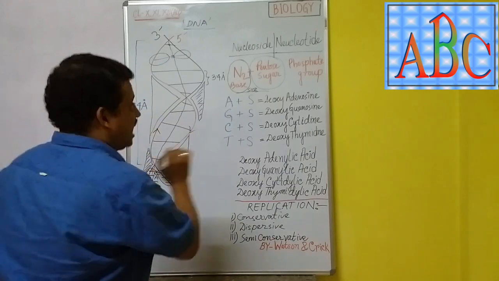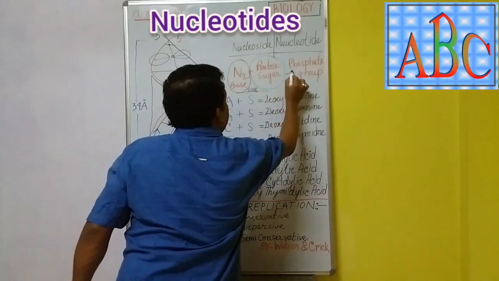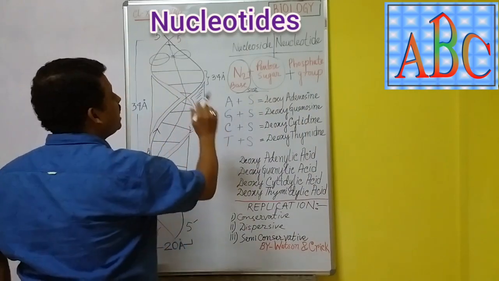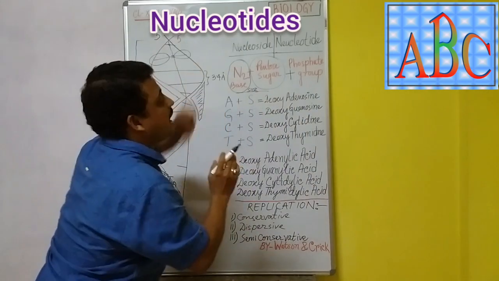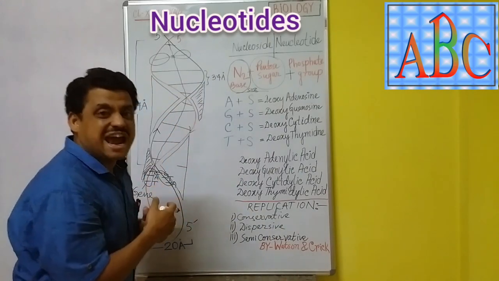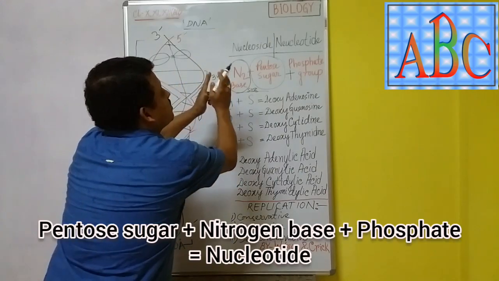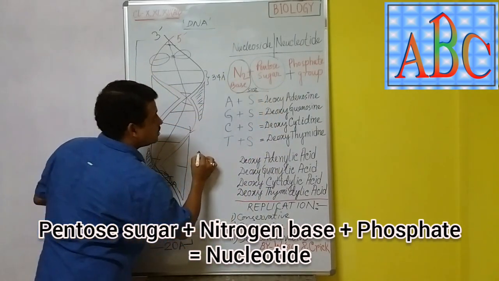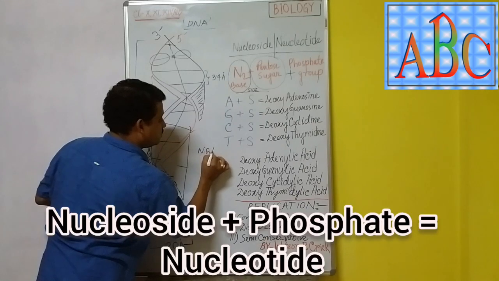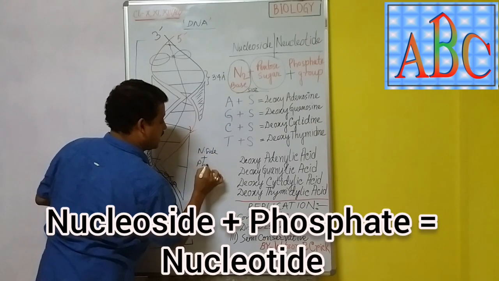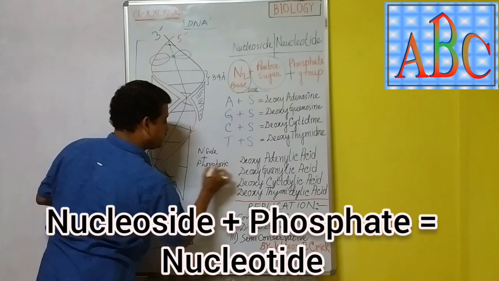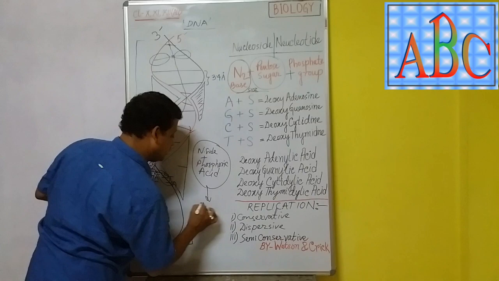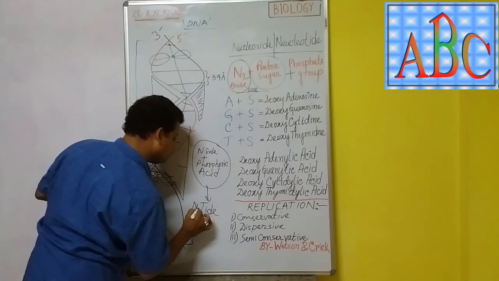Now when we add a phosphate group, as phosphoric acid, to any type of nucleoside, it will form a nucleotide. So nucleoside plus phosphate group will produce nucleotide. We can better conclude here, nucleoside plus phosphoric acid will form nucleotide. A nucleotide will form like this.